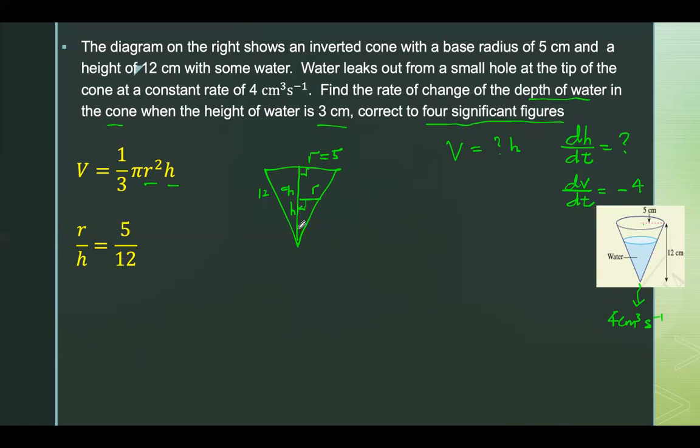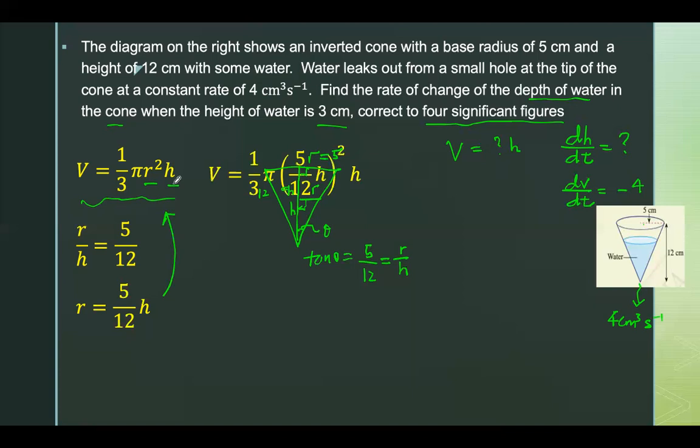So you can use tangent theta. Tangent theta is opposite over adjacent, therefore 5/12. So it's equivalent to the smaller triangle here, R over H. Therefore, you have R over H equals 5/12. And hence R equals 5/12 H. So then you substitute in the original formula for volume.